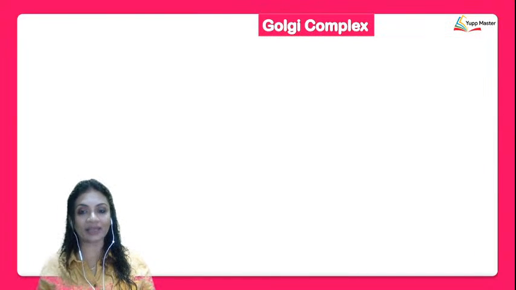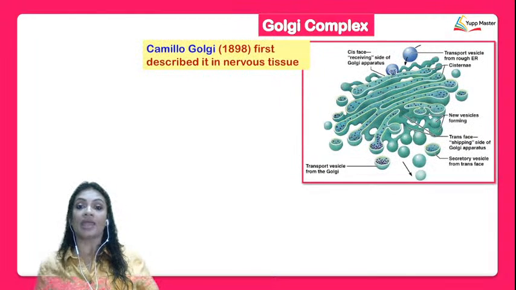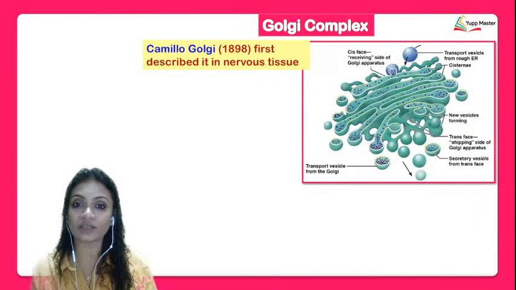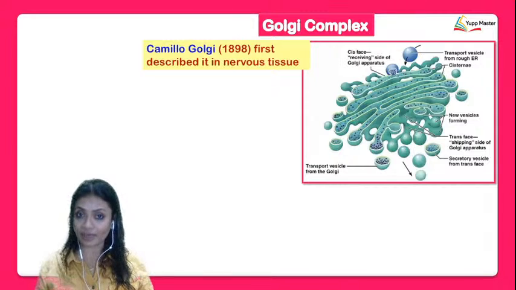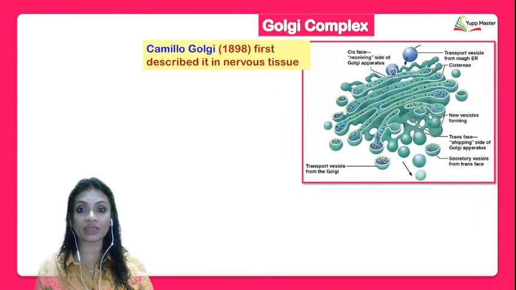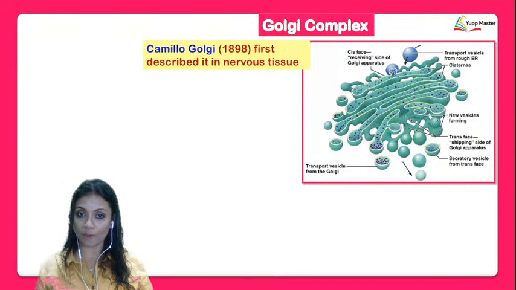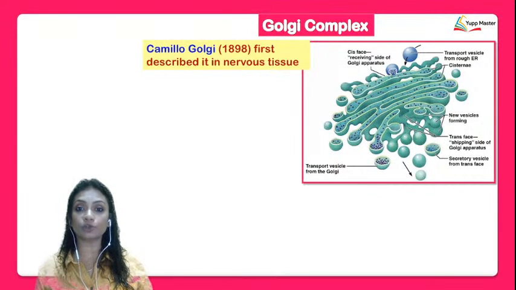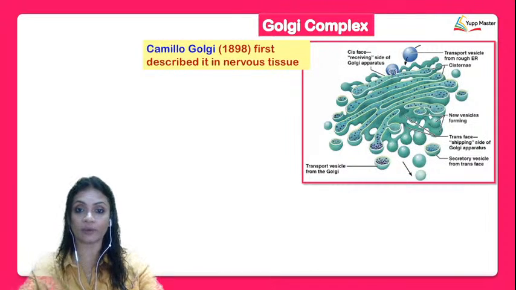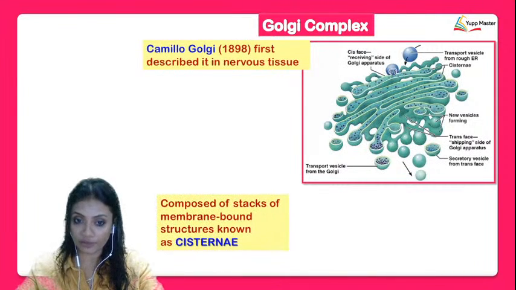Let's move on and head towards the Golgi complex. Now, this Golgi complex was described by Camillo Golgi, and he found this Golgi apparatus or Golgi complex first in the neuron, in the nervous tissue of our body. So, it was first found in the nervous tissue.